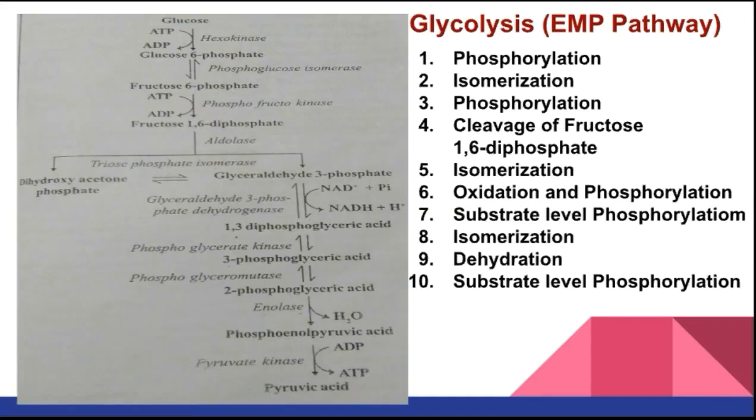Then we saw today the one important process in carbohydrate metabolism, the first pathway, the glycolysis cycle. In the glycolysis cycle, we have studied 10 steps, including the direct substrate level phosphorylation. There are steps 1 to 10 that we have seen today.